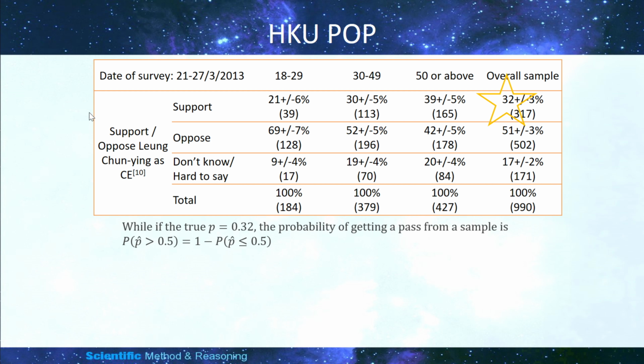Okay, but now, for example, if the true proportion is actually 0.32, the probability of getting a pass from a sample, what do we mean by a pass? With a sample proportion of at least 0.5, for example. Okay, this is what we call the probability of a pass.